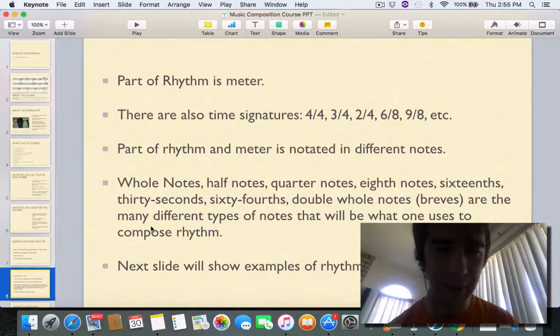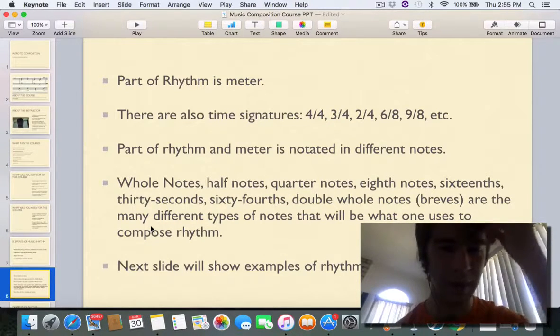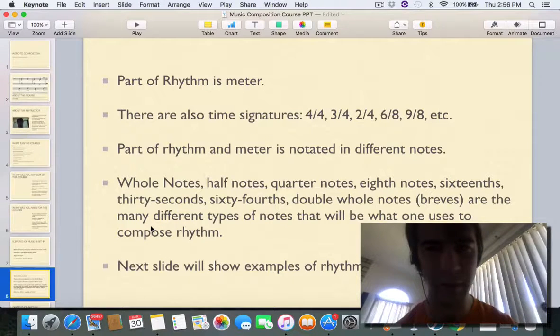Part of rhythm and meter is notated in different notes. Whole notes, half notes, quarter notes, eighth notes, 16th notes, 32nds, 64ths, double whole notes, also known as breves, are the many different types of notes that one uses to compose rhythm. So when you're composing, you have all these different notes that are in the vast universe of music that you use to compose rhythmic pulses, the rhythmic recurring motion that we talked about.